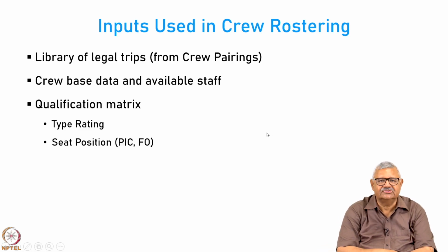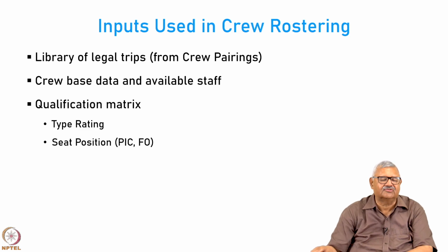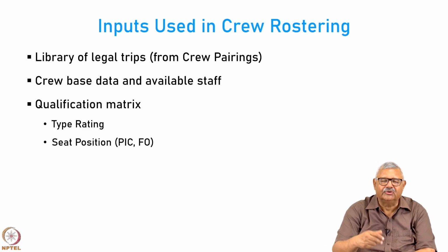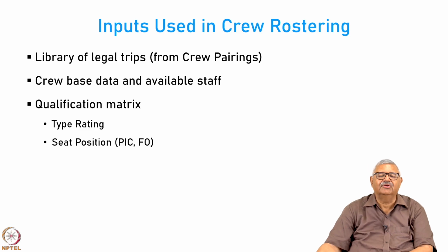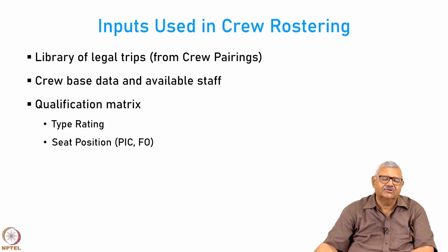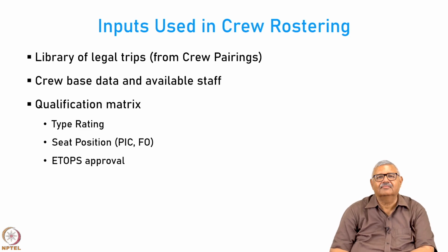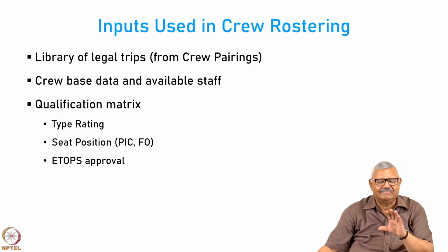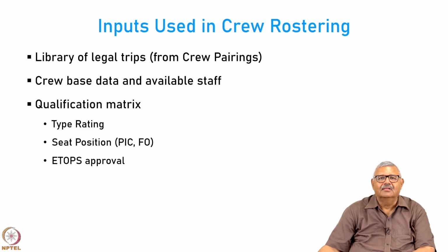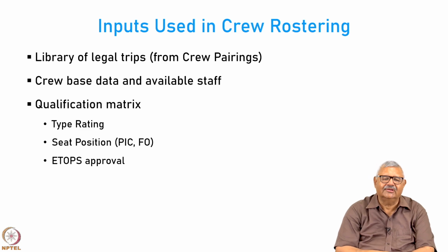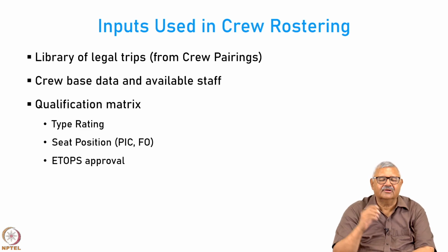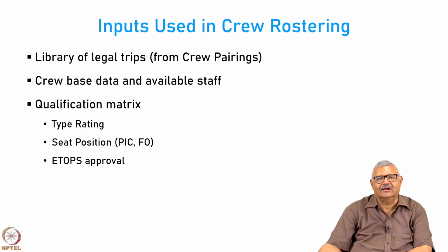Then there are seat positions. There is someone who is the pilot in command, and somebody who is the first officer. So, you cannot schedule a flight with 2 first officers, but you might schedule a flight with 2 PICs, in which case generally the junior PIC will act as the first officer. Then certain flights may require people with special skills like the ETOPS approval. ETOPS stands for Extended Range Twin Engine Operations, a topic which has been explained in detail in one of the lectures. If you do not know about ETOPS and its approval, or if you are curious to know, please look at that lecture.